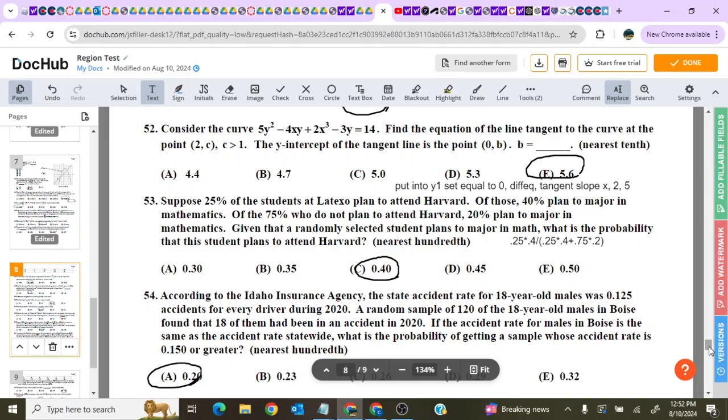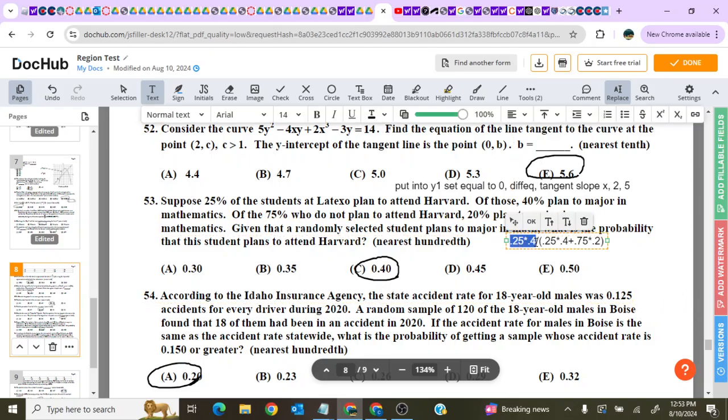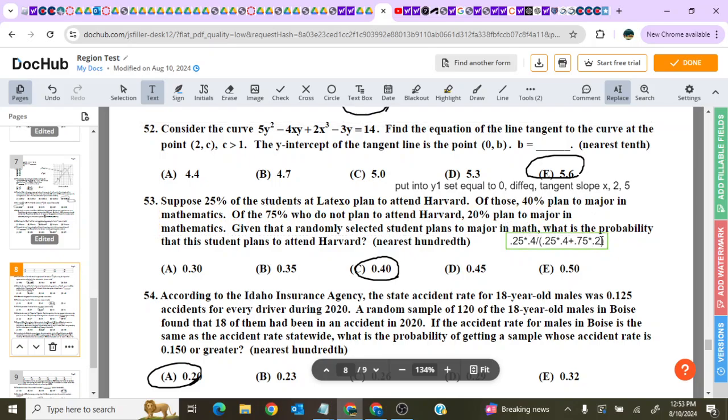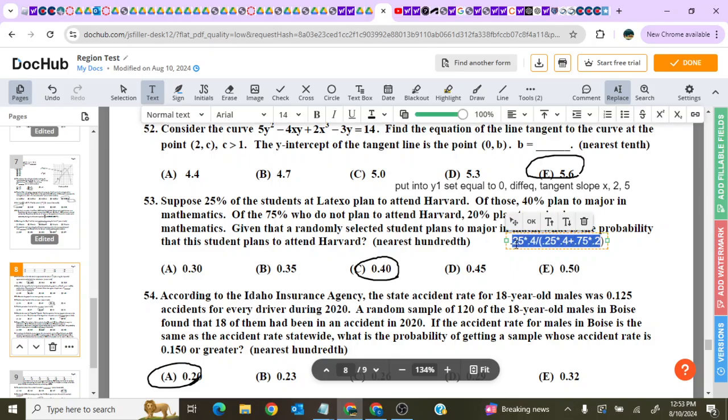Probability of event A given B is equal to the probability of A and B over the probability of event B. So, as a result, the probability that someone is planning to go to Harvard and major in math is 0.25 times 0.4. And the probability that they're planning on majoring in math is going to be 0.25 times 0.4 for people going to Harvard who are majoring in it, plus 0.75 times 0.2 for people who are not going to Harvard but still majoring in math. Then once you divide that, you get a value of 0.4.